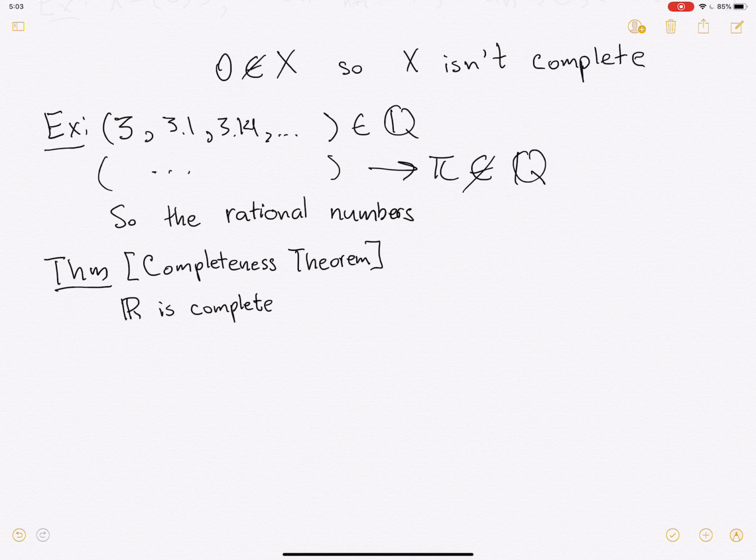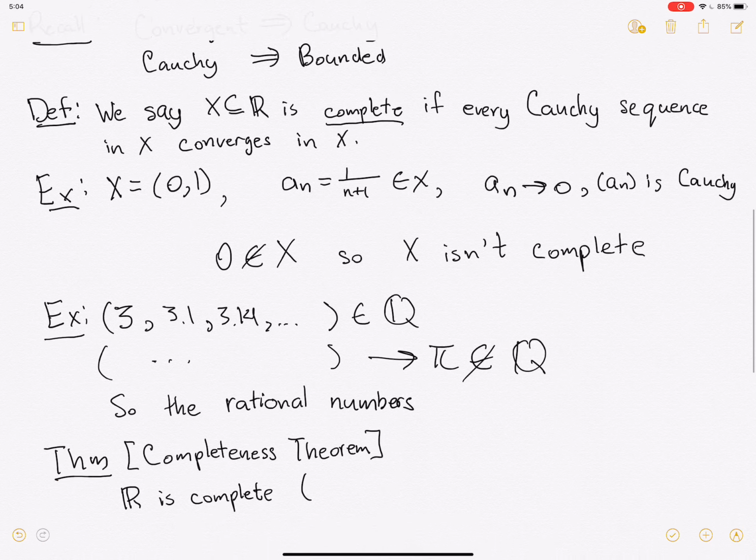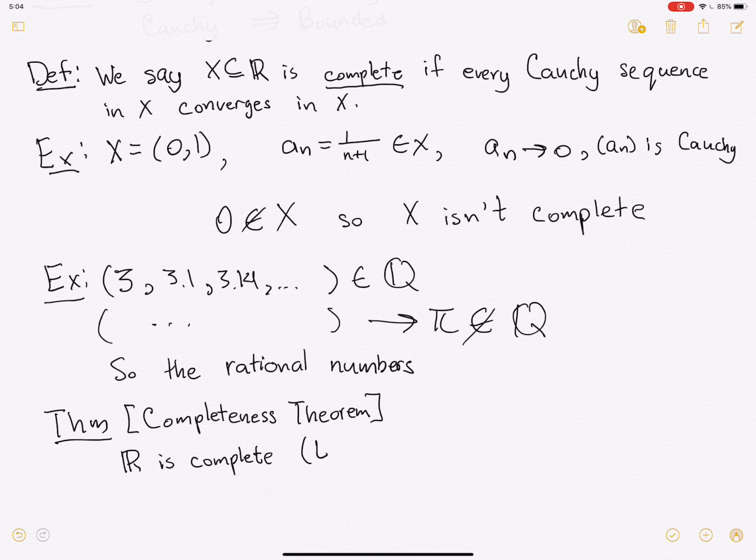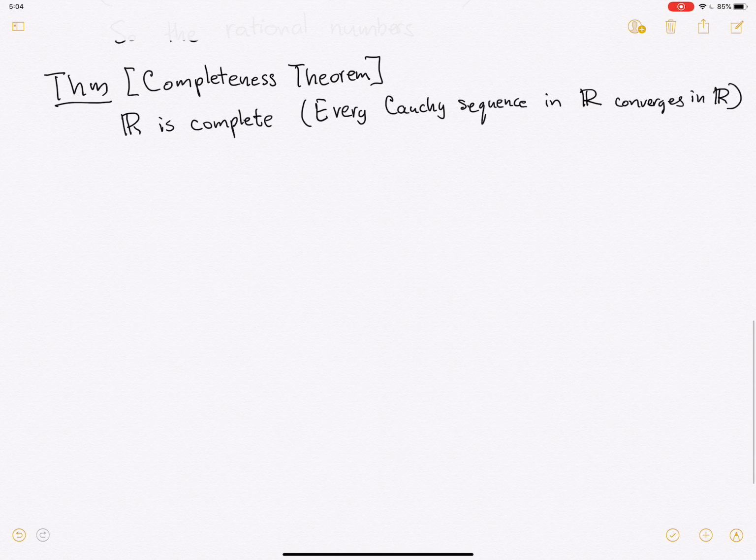And just so we remember what complete means, because it's all the way up there: every Cauchy sequence in R converges in R. So we just substitute X for the real numbers. So that's the subset we care about, which is just the whole set. So proof. This might be a long one.